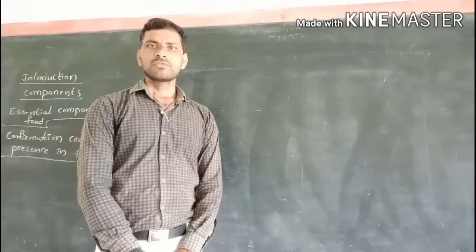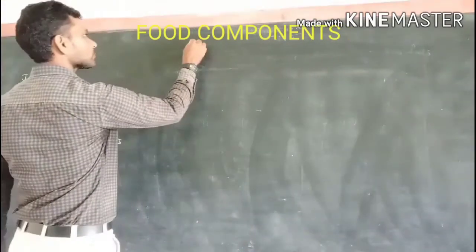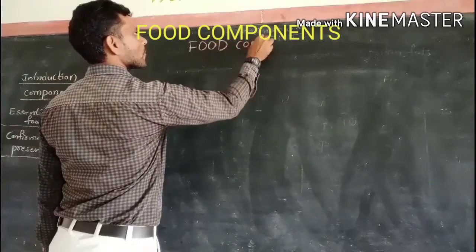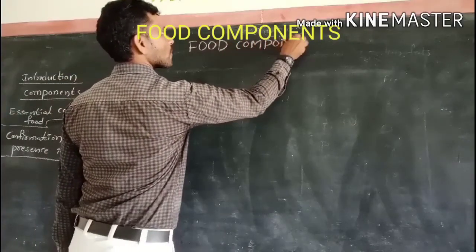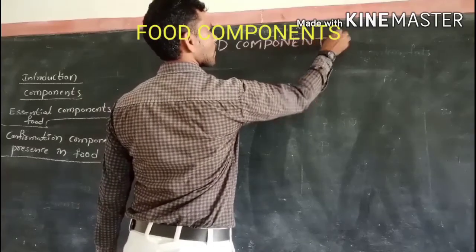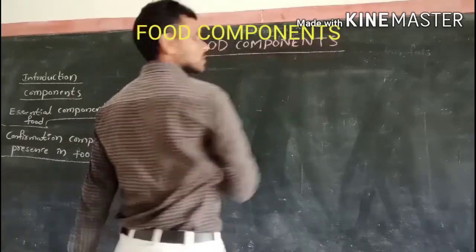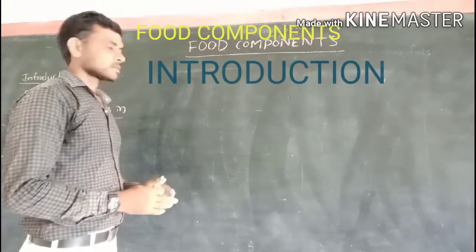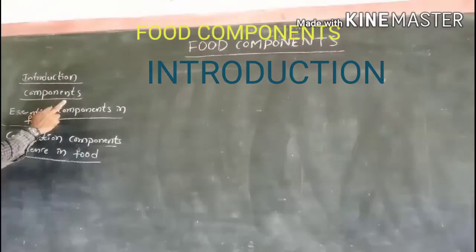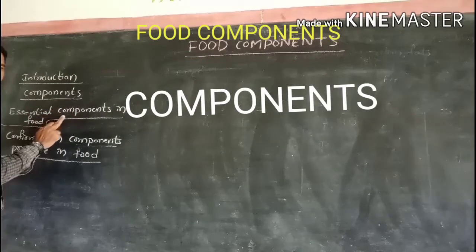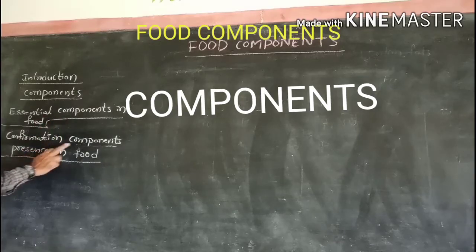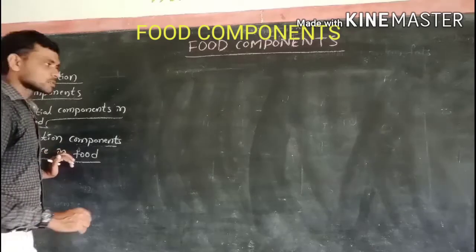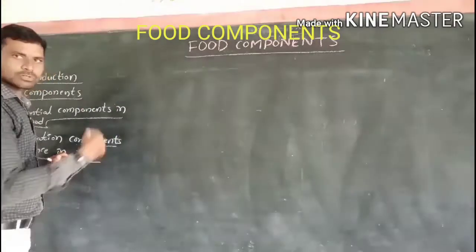Our lesson name is food components. What is our lesson, children? Food components. Already we learned some topics. They are introduction, components, essential components in food, confirmation, and components present in food. These are all topics we have learned. So once I will repeat shortly, then after I will go to today's topic.